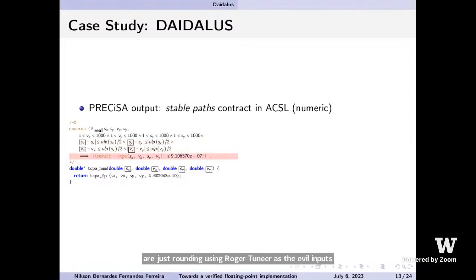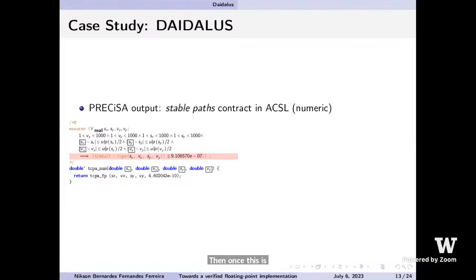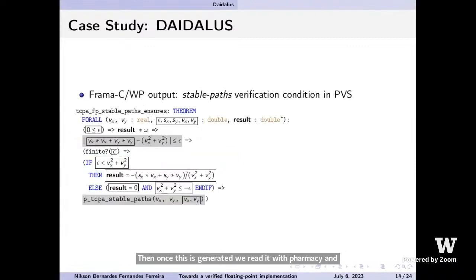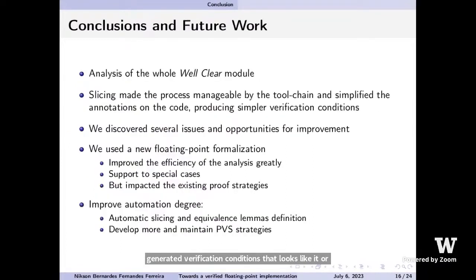Then once this is generated, we read it from C and generate verification conditions that look like this. And so at the end, we are able to analyze the whole well-clear module of Daedalus, and the conditional slicing makes the process manageable to the toolchain, and also produces more simplified versions of verification conditions. During this process, we covered several opportunities for improvement that were reported and fixed.